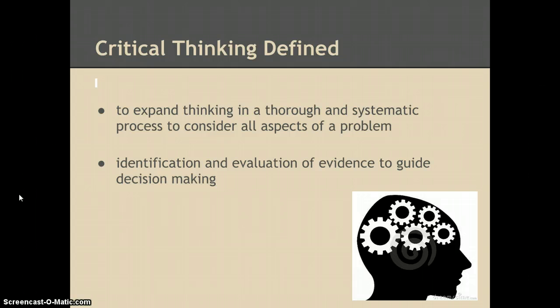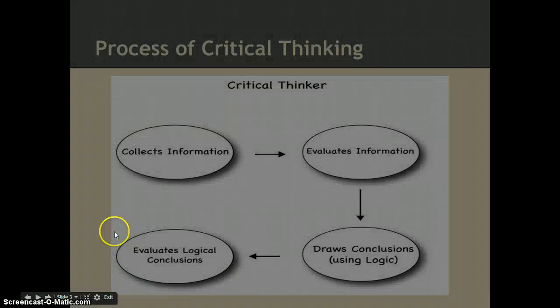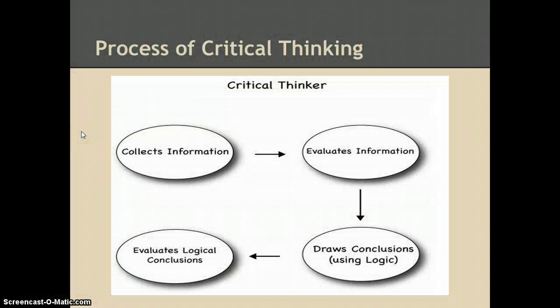Another way to define critical thinking would be to say it's the identification and evaluation of evidence to guide decision making. There's a process that we'll follow when trying to use critical thinking. First in that process will be to collect the information, evaluate the information, then we'll use logic to draw conclusions, and then use a logical approach to evaluate our conclusion and see if it's going to work.